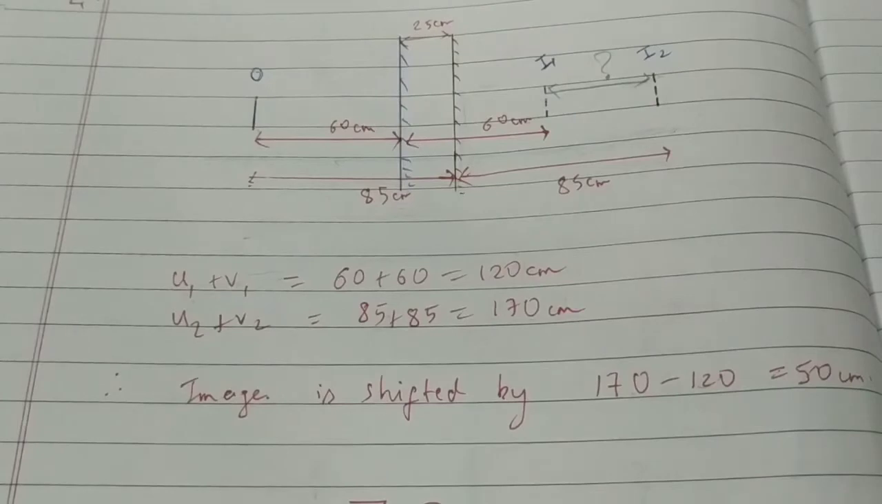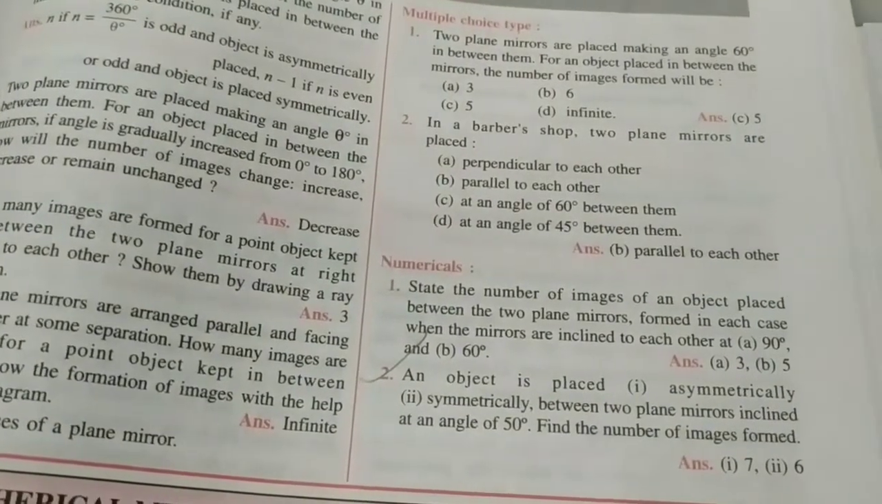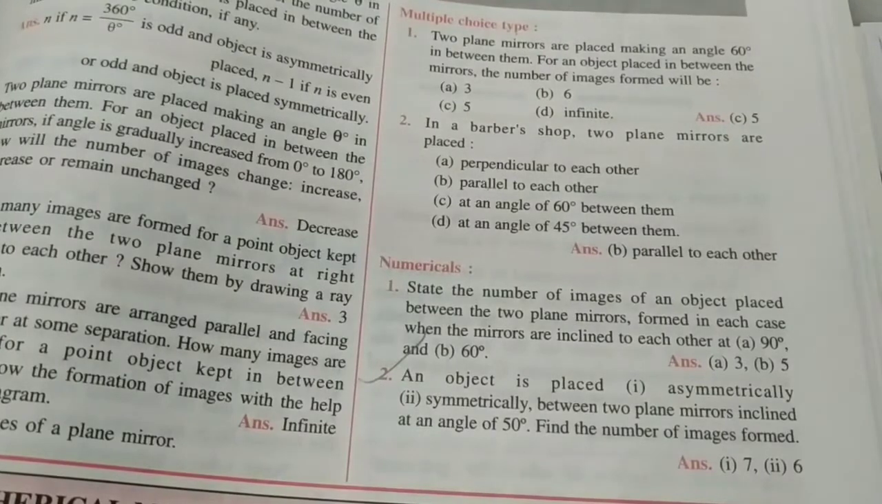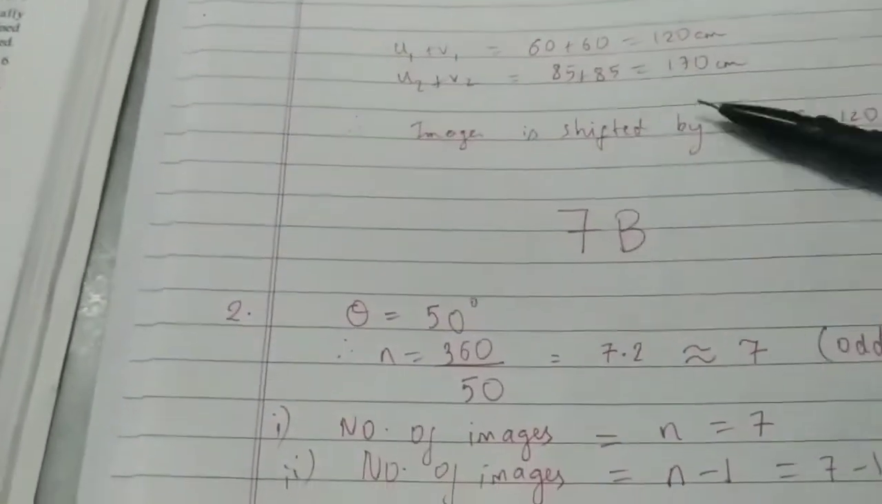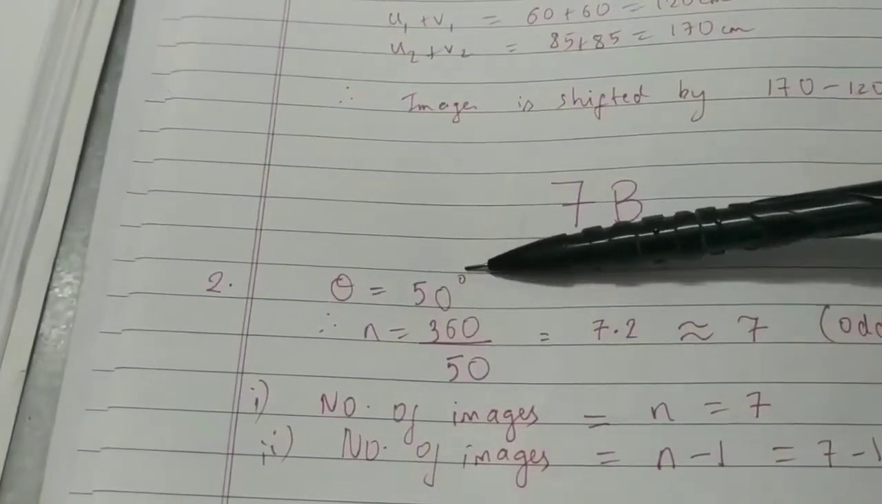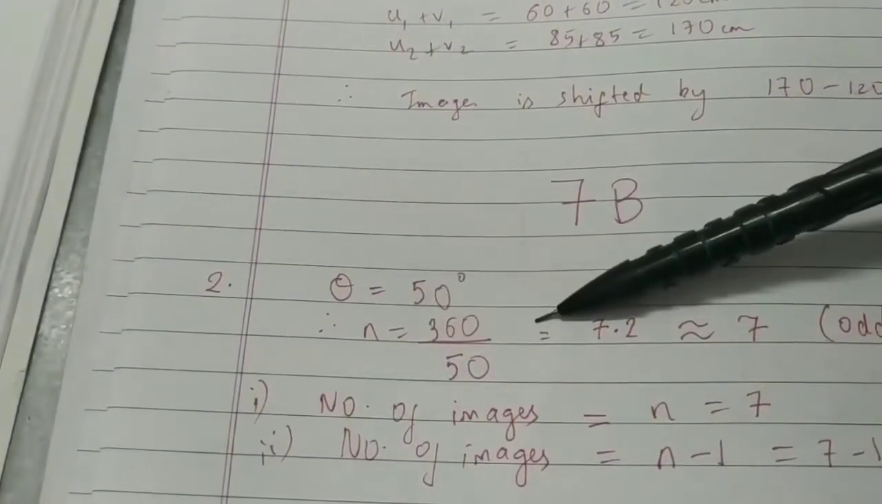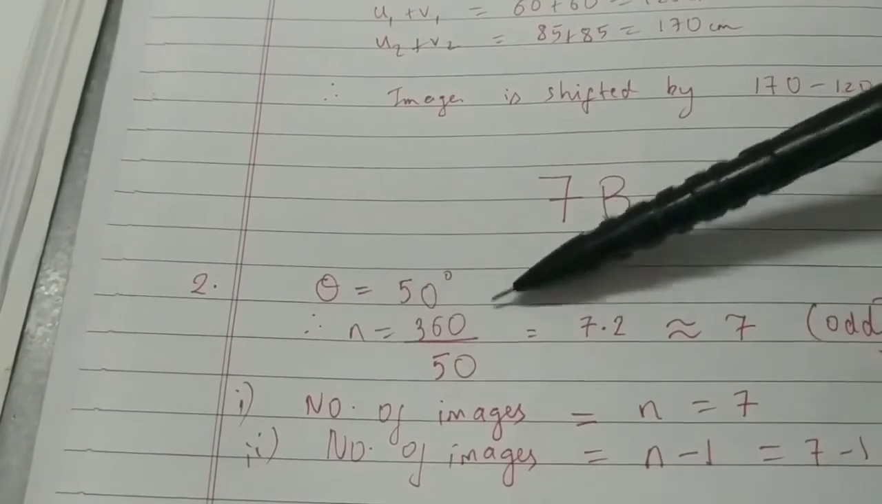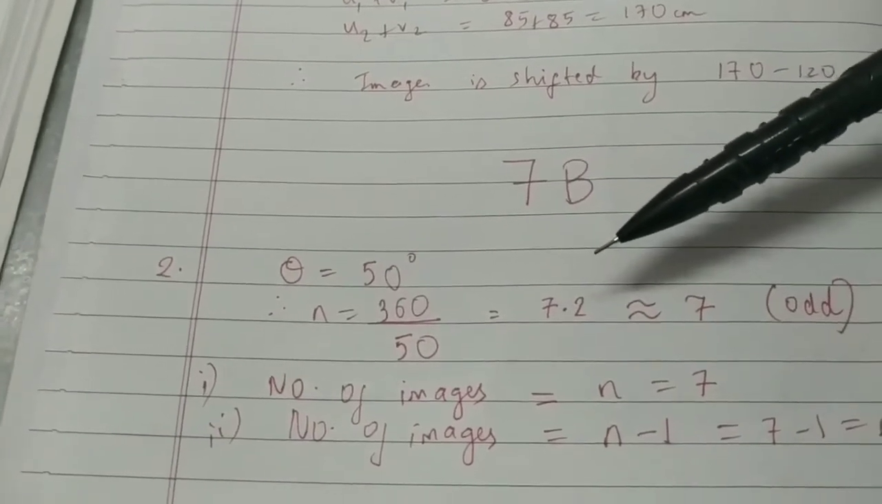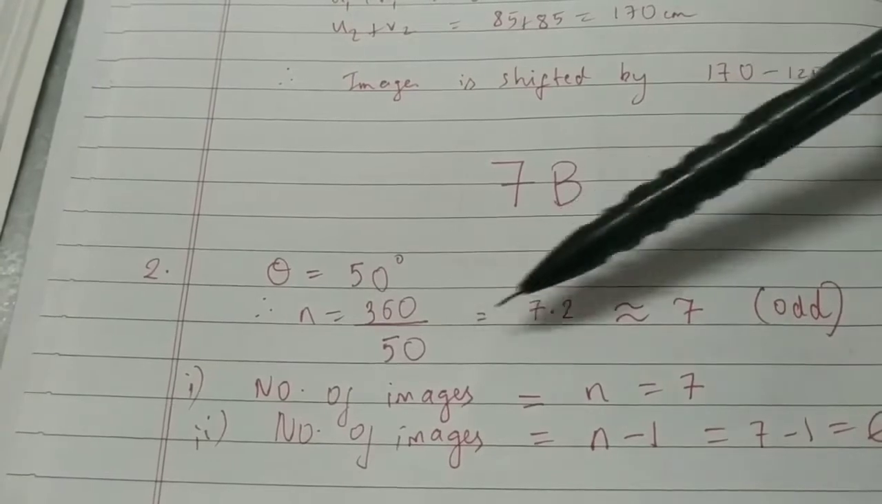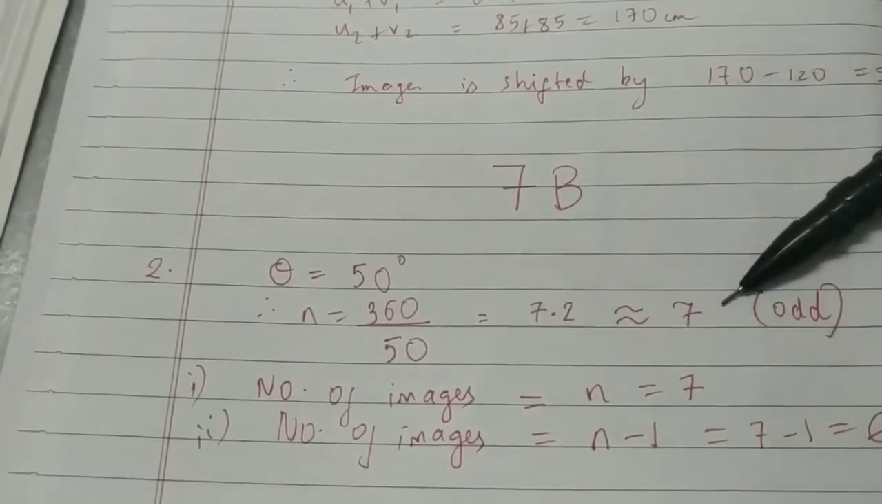Now let's do a sum from the B exercise, the second sum. An object is placed asymmetrically and Roman number 2 symmetrically between two plane mirrors inclined at an angle of 50 degrees. The first thing we always do is, once we get the value of theta, that is the angle between the mirrors, we find n. Remember, n is not necessarily the final answer, but we should always find n for every sum. In this sum, it is approximately equal to 7.